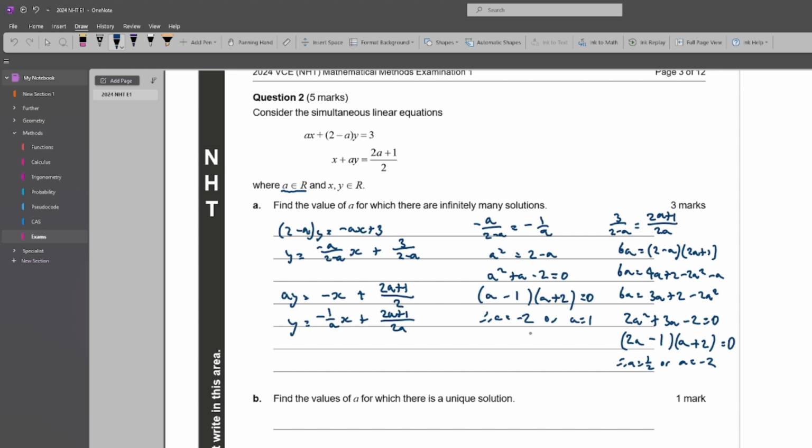Now we need the intersection of these two sets of solutions because we need both the gradients to be equal and the y-intercepts to be equal simultaneously so that the graphs basically superimpose on top of each other and have infinitely many solutions. So where are these the same? Well, a equals negative 2 and a equals negative 2. So that's our answer.